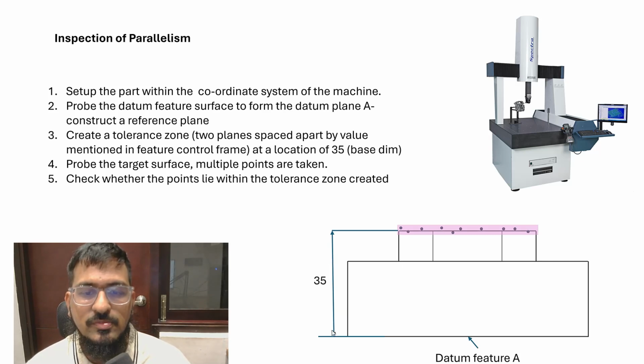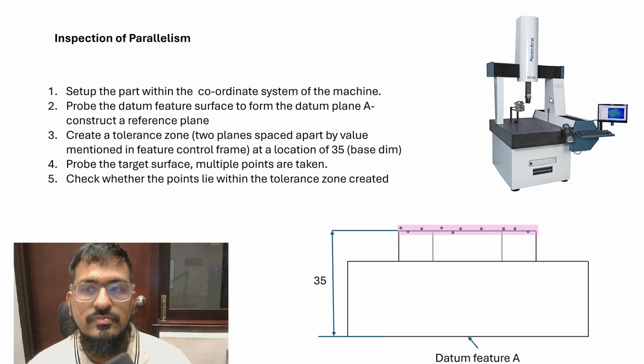And from that reference plane, two planes or a tolerance zone is created, with the center of that tolerance zone being at a basic 35. So in the 3D workspace in the CMM, a tolerance zone is created at 35 mm distance from the reference plane. And the width of this tolerance zone is nothing but the value which is mentioned in the feature control frame. So we are creating a tolerance zone, or two planes spaced apart by the value mentioned in the feature control frame, at a location of 35. We are creating this in the 3D workspace in the CMM.